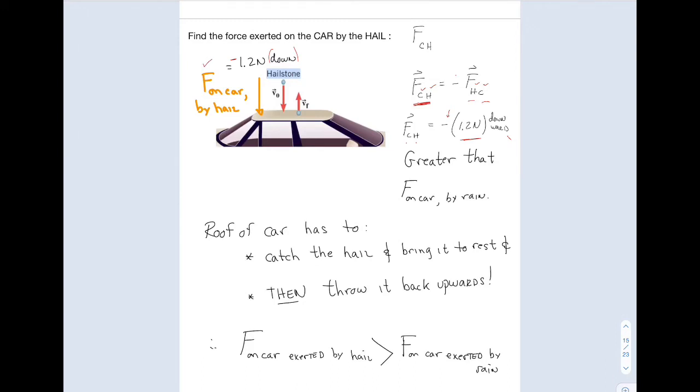So why does the hail exert a bigger force on the roof than the rain does? That's because the roof has to exert a bigger force back on the hail than it has to exert back on the rain. And the reason is with the rain, all the roof of the car has to do is catch the rain. Here with the hail, the roof of the car has to do two things. Not only does it have to catch the hail and bring it to rest, like it does the rain, it then has to throw it back upwards with that final speed.